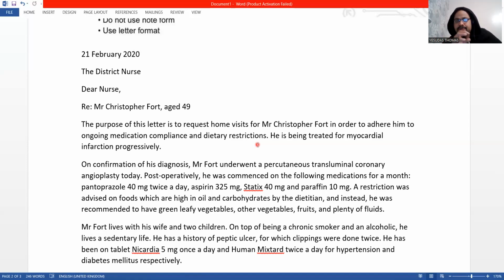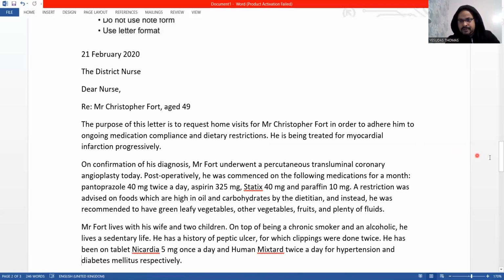He is being treated for myocardial infarction progressively, so he is in successful treatment for myocardial infarction. That's what we have written. We have not written something else. So he has his diagnosis as myocardial infarction that you have seen in the case note. So that's what we have written briefly.